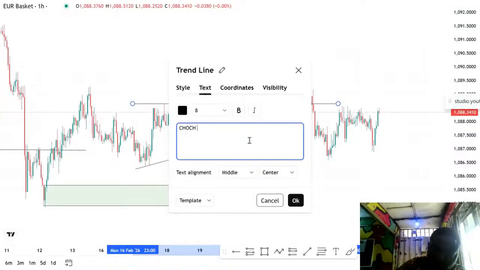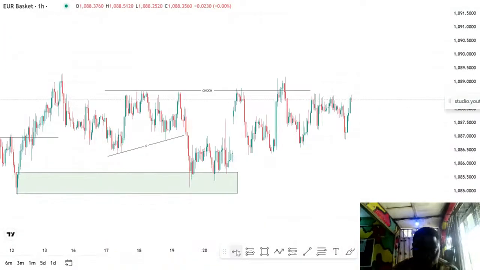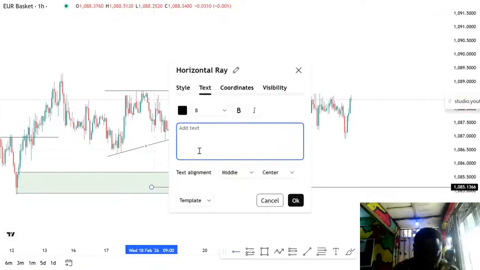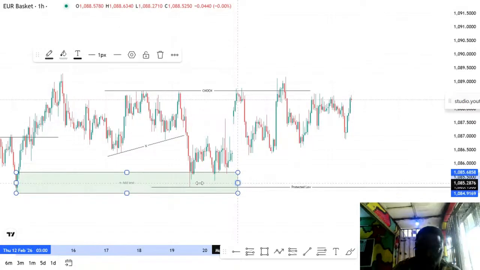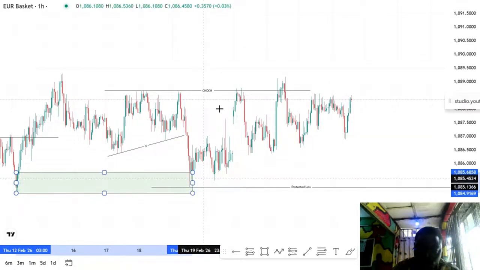It's not literally change of character, but I'm not using that because this is our protected high. Very simple, very, very simple. Alright, stop complicating trading. Follow me, follow the leading data. Alright, yeah, that's our protected high. So very simple. So now, what should you do? Price is now ready. However, is it good for you to start looking for buys?